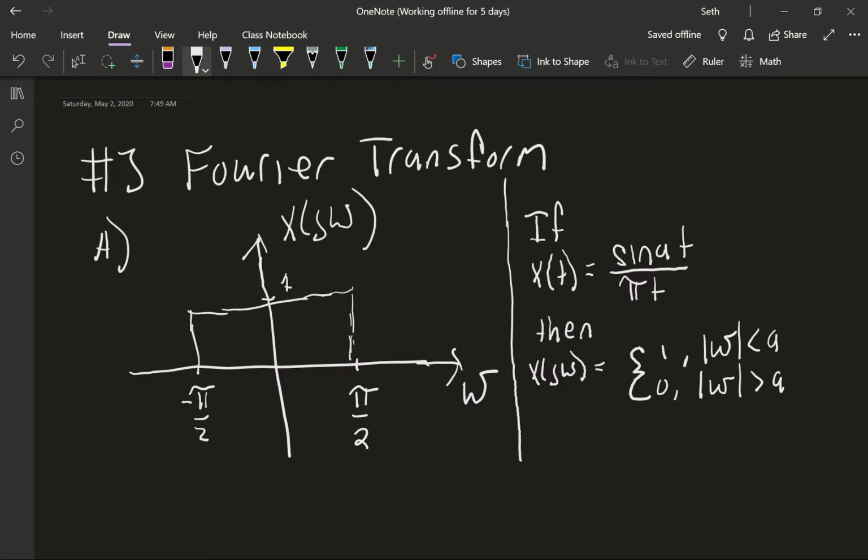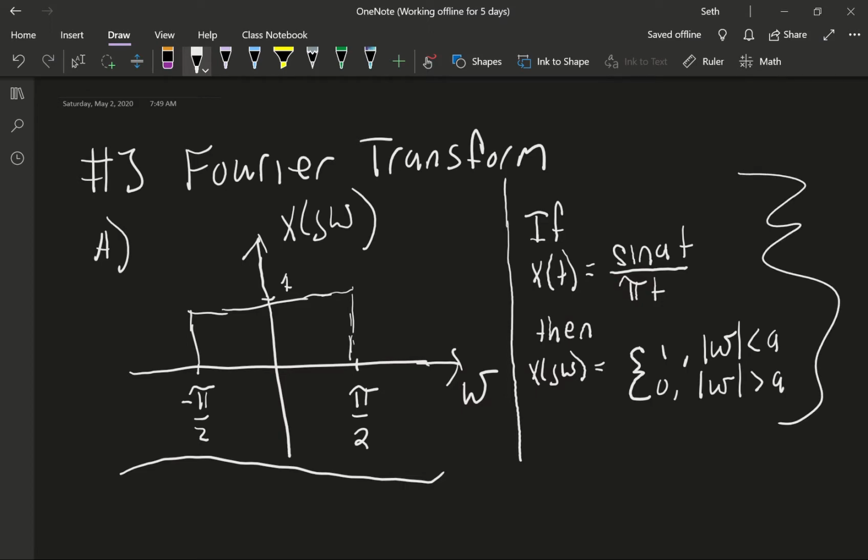Alright, we're back with number 3 on the practice exam. It's asking us again to work with the continuous time Fourier transform. We've been given X of j omega. It's this graph right here. They want us to find x of t. So we go to the table of Fourier transforms. In this case, we're going to be working backwards. We've been given X of j omega, we want to find x of t. So just go down and search. I got it for us already.